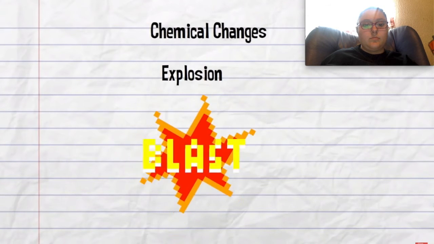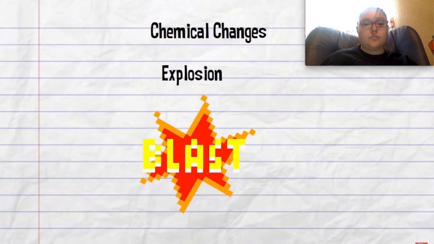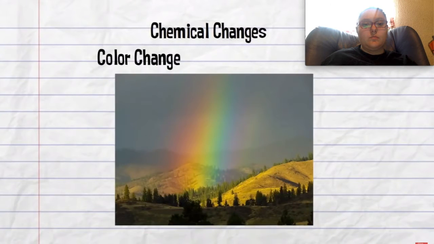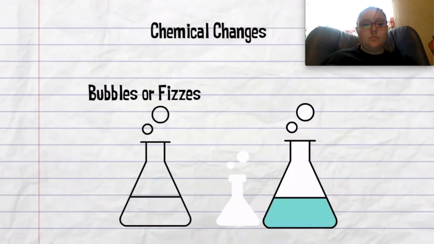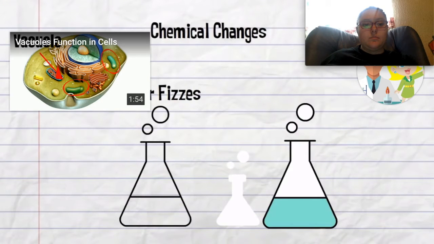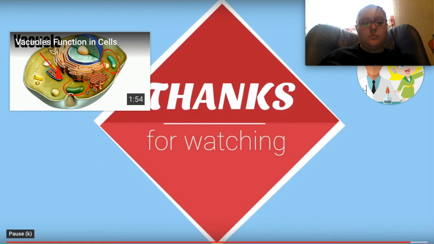Third, an explosion is an indicator of a chemical change, and they're pretty fun. A change in color is a chemical change. A change in odor can be a clue that a chemical change has occurred. And anytime when you mix items and you see bubbles or it fizzes, you have a chemical change. Thanks for watching Physical and Chemical Changes.